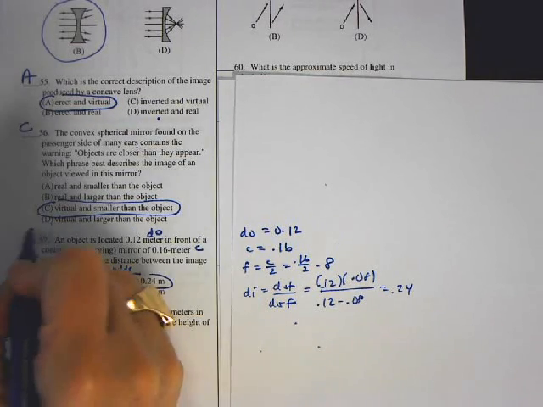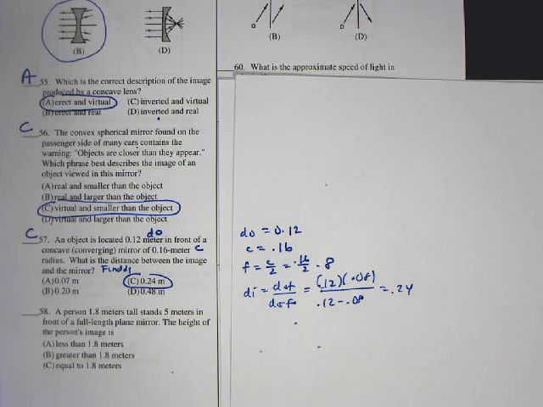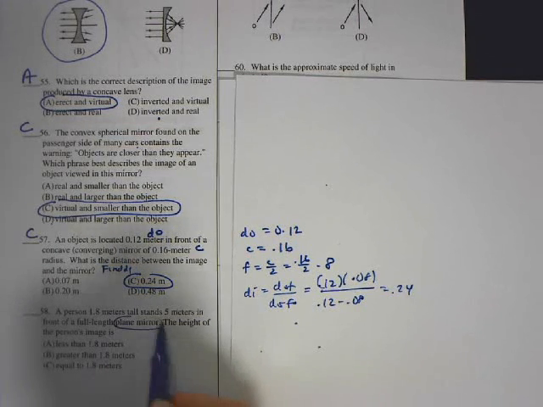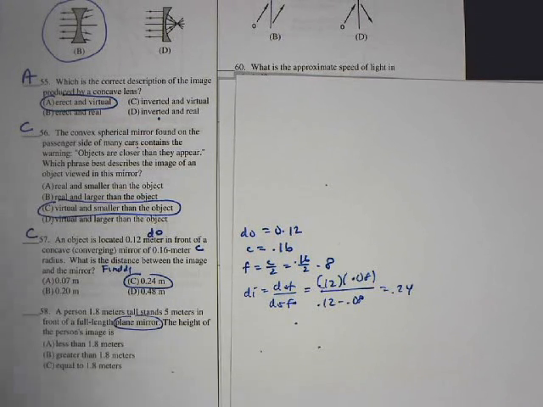Now with number 58, it says a person. I made the mistake in that I read this whole question and started doing all the calculations, and the problem was I didn't read it carefully because there's a key word there. And the key word is a plane mirror. So a plane mirror is a flat mirror. When you look in a plane mirror, it says the height of the person's image. It's going to be the same size, remember? It's only if it's concave or convex that the size is changing.